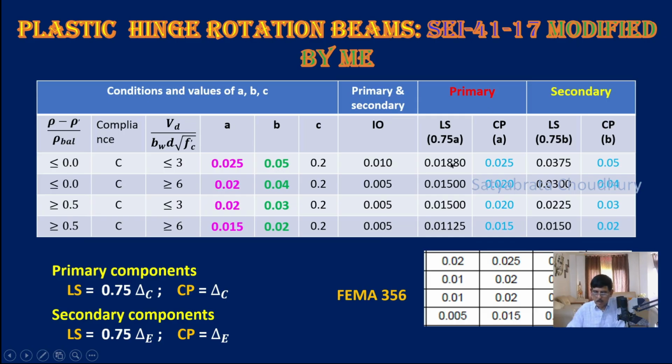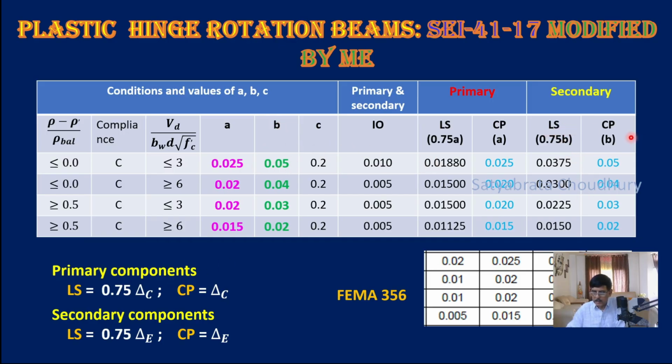Now for primary members, how do I get LS and CP? It is written in the document: for primary components, LS equals 0.75 delta C and CP equals delta C. This indicates LS equals 0.75 times segment length A and CP equals the total segment length A. So I could calculate this and put it here. Now for secondary members, the LS is 0.75 delta E and CP equals delta E. So from that I could get the value of B at the end of the B segment, you get point E.